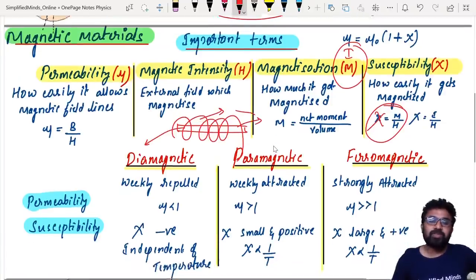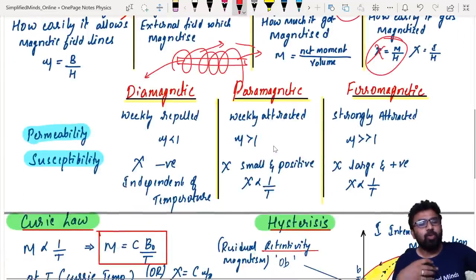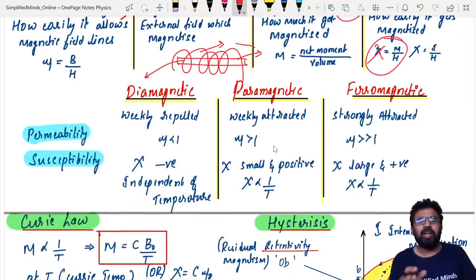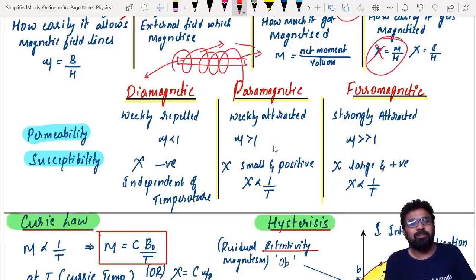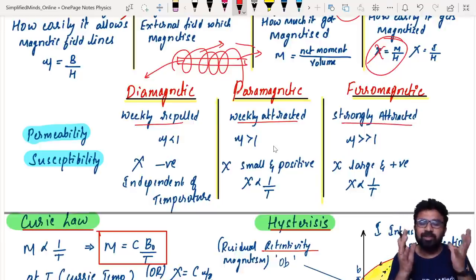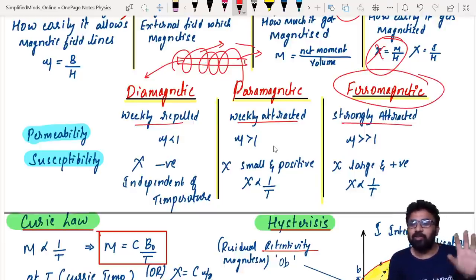Okay, once you understood this, let's come to the next one, what are diamagnetic, paramagnetic, ferromagnetic materials. I have not taken everything, I have taken what is only important from the KCET point of view. A question in the exam, I know that you can write loads of answers, like one page, but here: diamagnetic is weakly repelled, paramagnetic gets weakly attracted, and ferromagnetic gets strongly attracted. What you played with in your childhood, those magnets, all of them are ferromagnets.